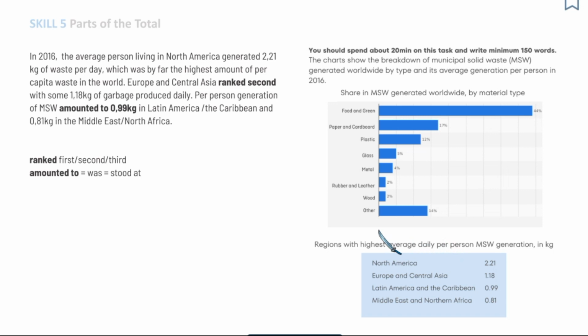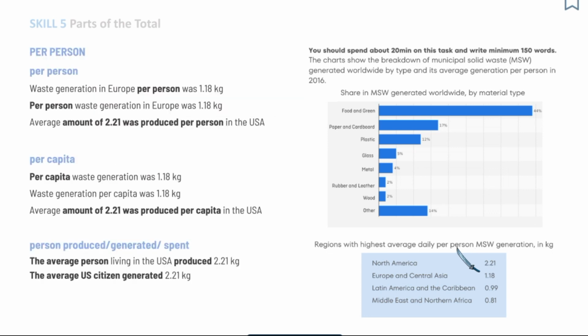This table over here is about per person generation. And pretty often in writing task 1, IELTS academic, you will have to talk about per person generation or per person consumption. So something which is done per person. So I would like to talk to you about different ways of presenting this information.